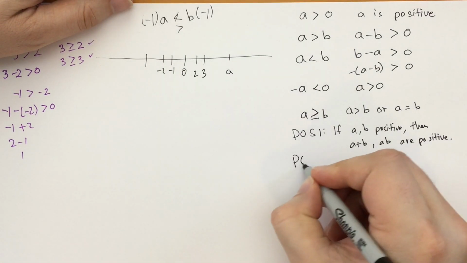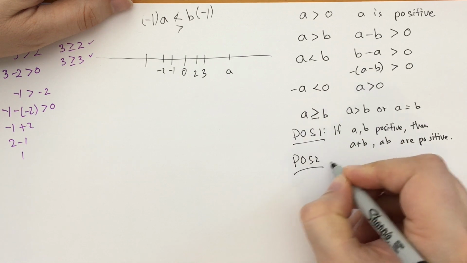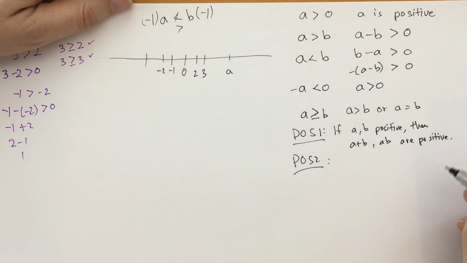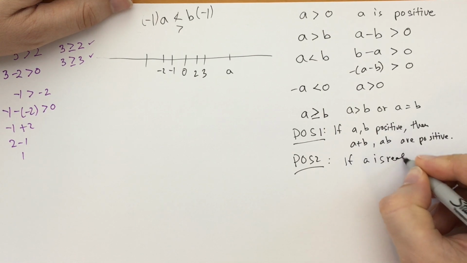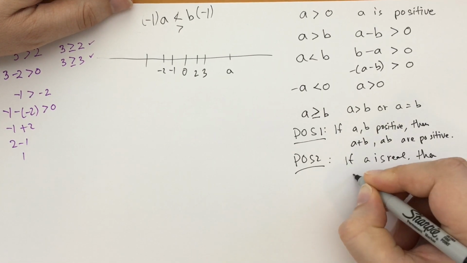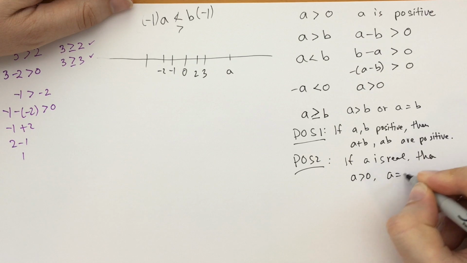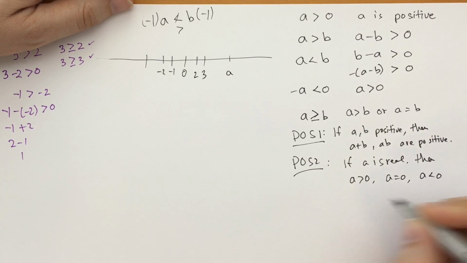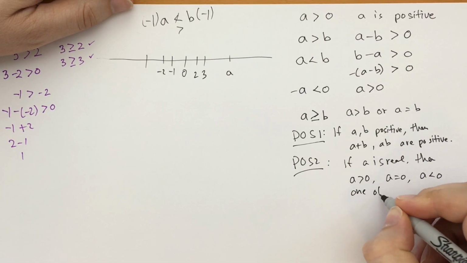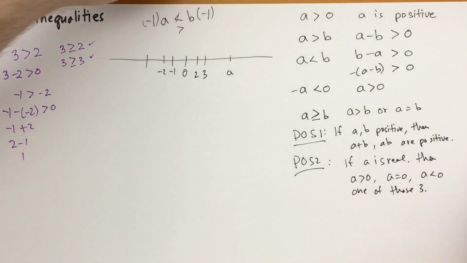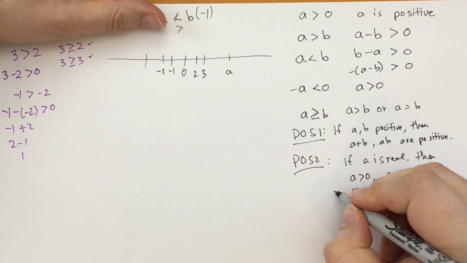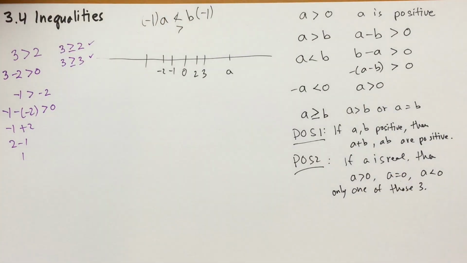And then Pos 2 said that if A is a real number, then A is greater than 0, A is equal to 0, or A is less than 0. One of those three has to be true. Not more than one. Only one of those is true.